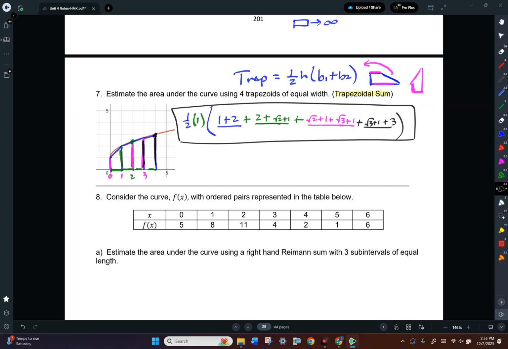Okay, on the AP exam, they will always tell you how they want you to do the estimate. They'll tell you if they want you to use rectangles or if they want you to use trapezoids. And if it's rectangles, they'll tell you whether or not you should use the left side or the right side or the midpoint to determine the height. They will give you all that information.